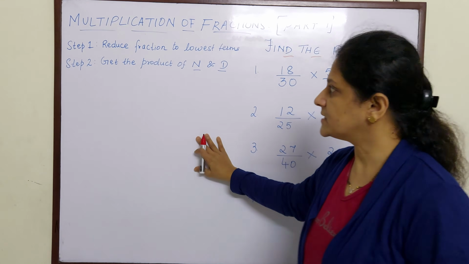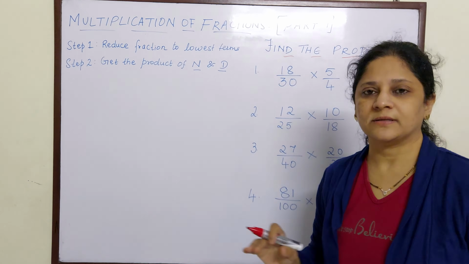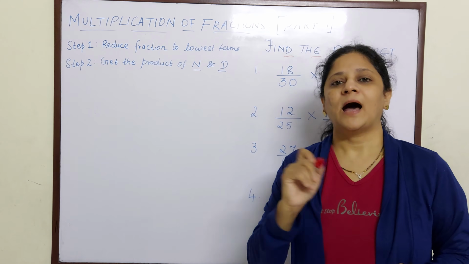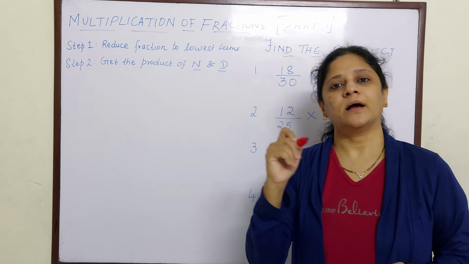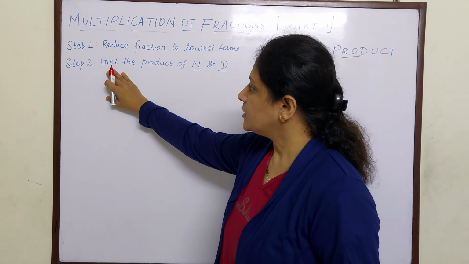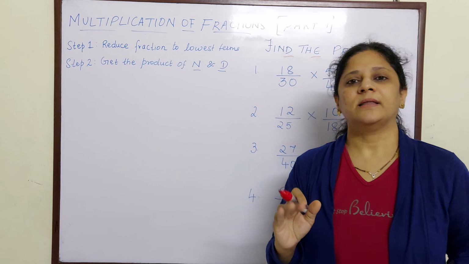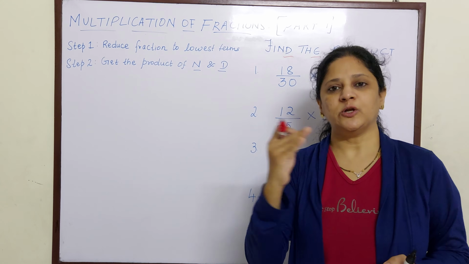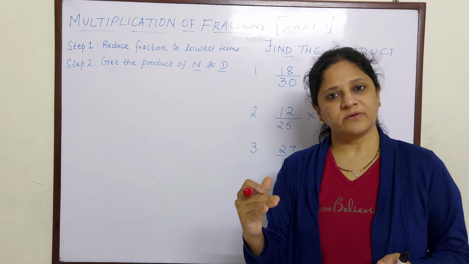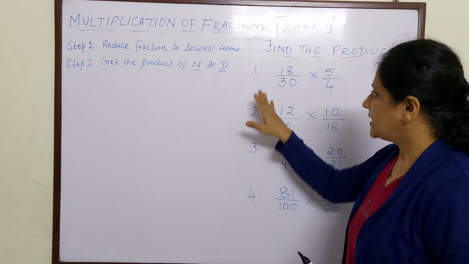Our first step is reduce the fraction to lowest terms. That means one numerator and one denominator has to be cancelled by a common multiple. Then the next step is to get the product of numerator and denominator. Whatever numbers are remaining in the numerator, multiply that, and in the denominator whatever numbers are remaining, multiply that and write as the answer. So let us start.